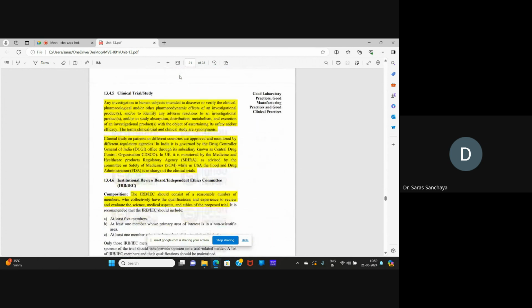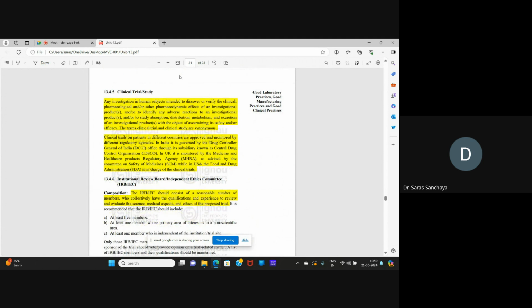Clinical trial or study. Any investigation in human subjects intended to discover or verify the clinical, pharmacological, or other pharmacodynamic effects of an investigational product, and identify any adverse reactions to an investigational product, and to study absorption, distribution, metabolism, and excretion of an investigational product with the object of ascertaining its safety and its efficacy. The terms clinical trial and clinical study are synonymous.